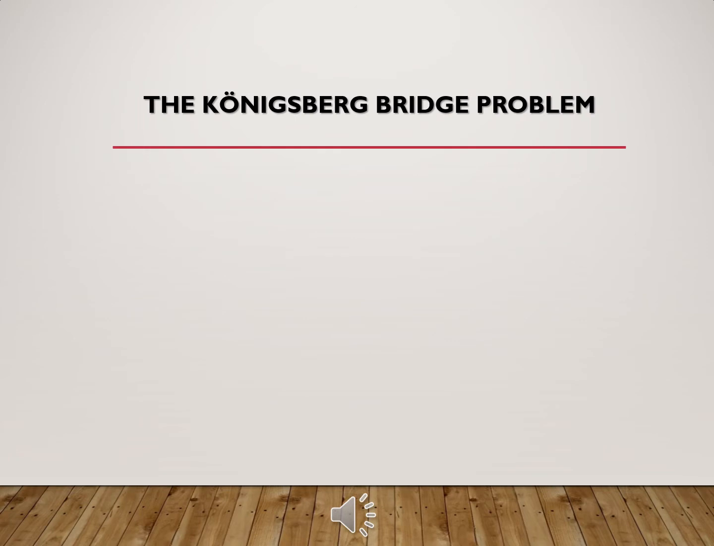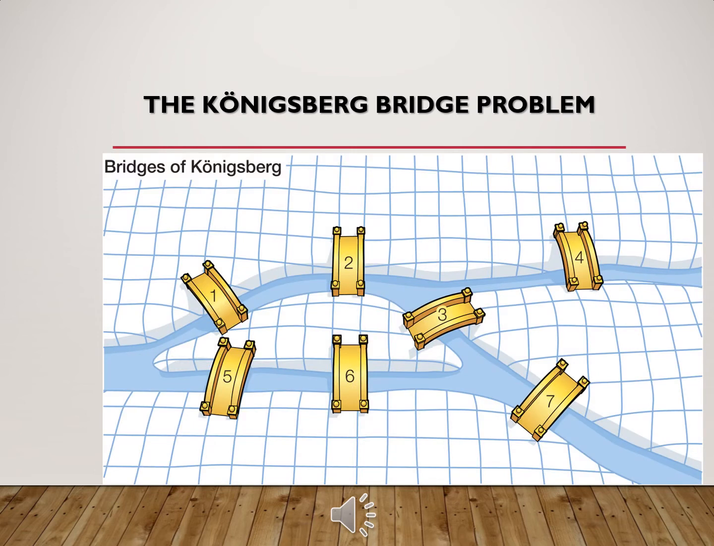In the 18th century, there was an interesting problem that laid the foundation of a topic of mathematics that we now know as graph theory. In the country of Prussia, there was a town by the name of Königsberg, which was made up of two islands and two riverbanks. These four different landmasses were separated by the Pregel River, and hence 7 bridges were built.